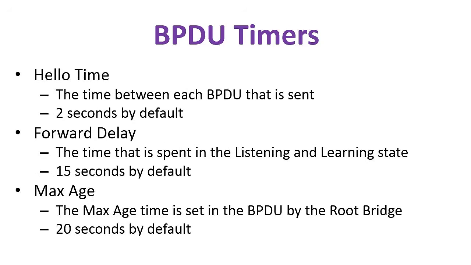The hello time is the time between each BPDU that is sent, and as you know, it is 2 seconds by default. Forward delay is the time that is spent in the listening and learning state, and you definitely learned about those states, or if you haven't learned it already, go back to the lesson 3, module 1 video. And the forward delay time is 15 seconds by default. And then max age is set in the BPDU by the root bridge, which is 20 seconds by default.